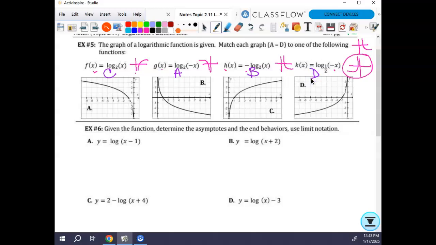So I highly suggest you try and get things out of your brain before you just start trying to match them up and doing stuff, even when nobody's making you, and not just trying to stare at a graph and figure it out that way. Okay, we good on that? All right, so let's look at example 6.